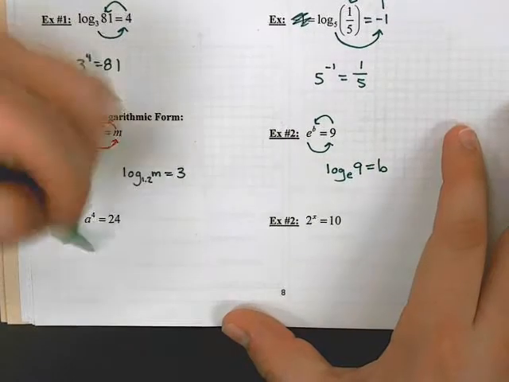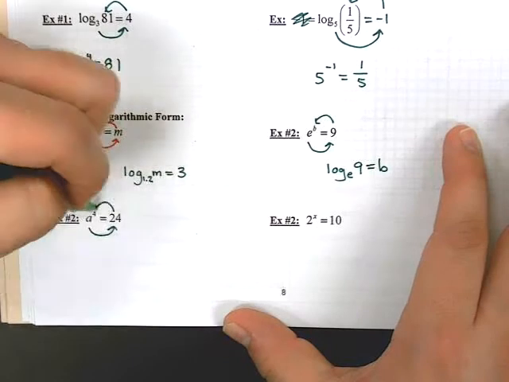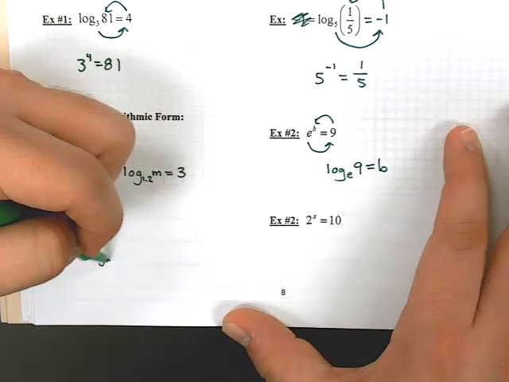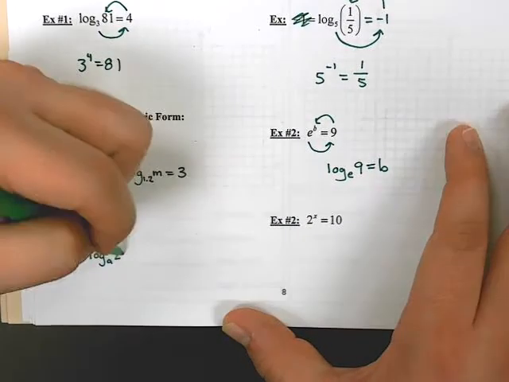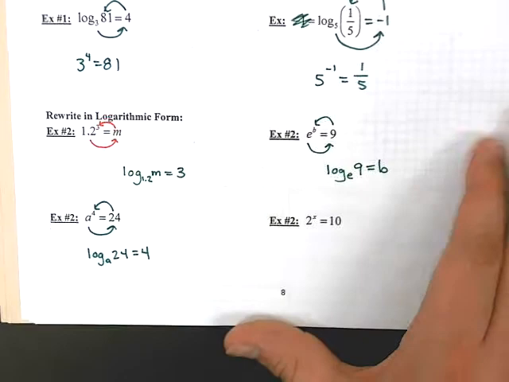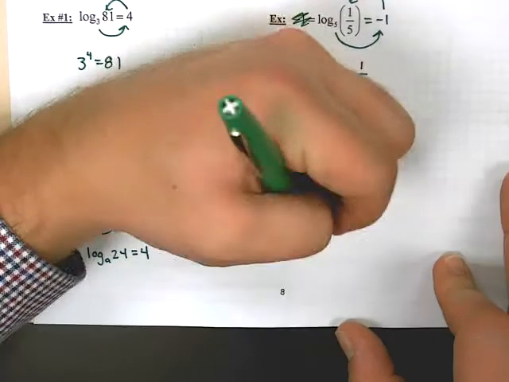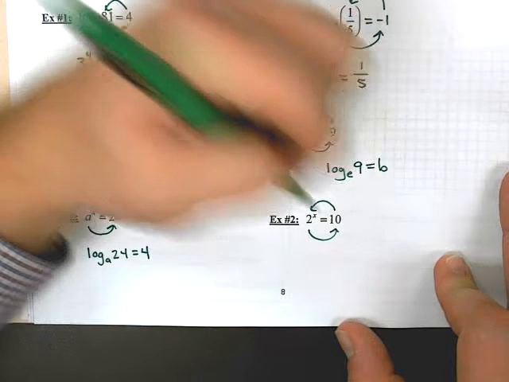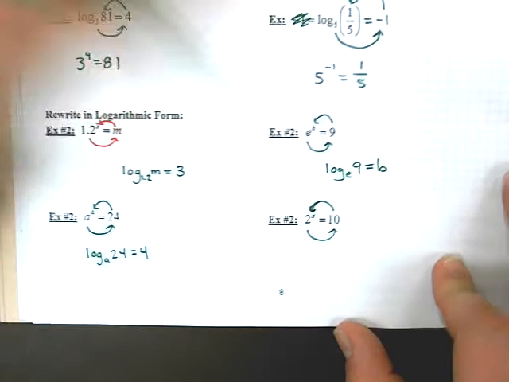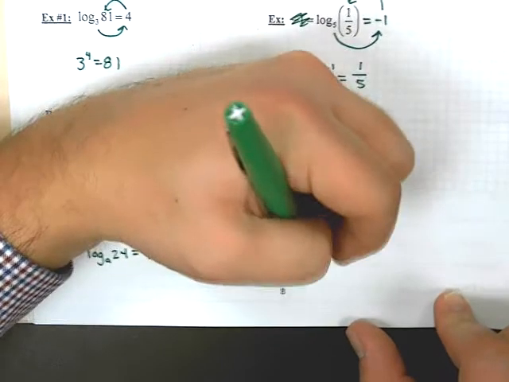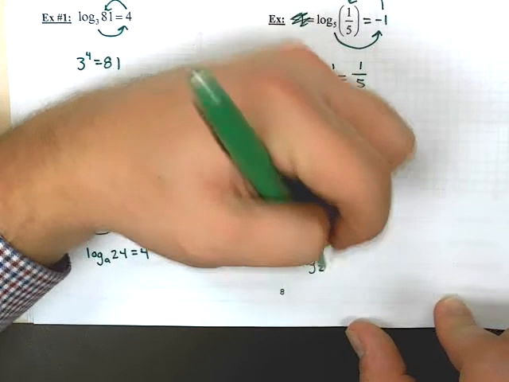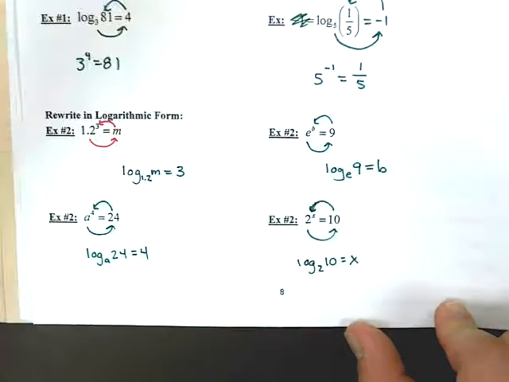And the last couple, if I use my circle, log base a of 24 equals 4. And lastly, that should be pointing at the x better. Sorry, guys. Log base 2 of 10 equals x.